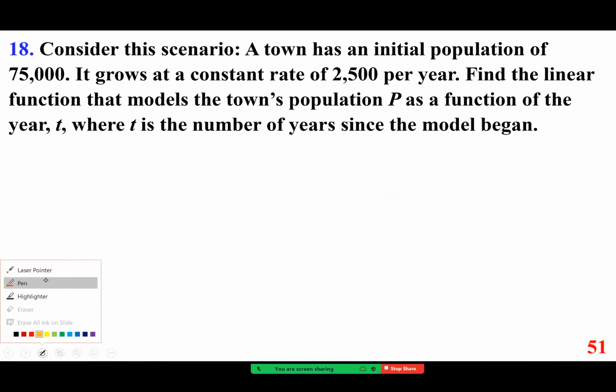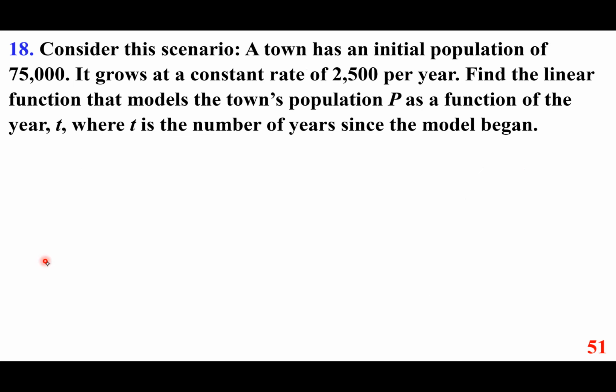Could somebody read this, please? Consider this scenario. A town has an initial population of 75,000. It grows at a constant rate of 2,500 per year. Find the linear function that models the town's population P as a function of the year T, where T is the number of years since the model began.